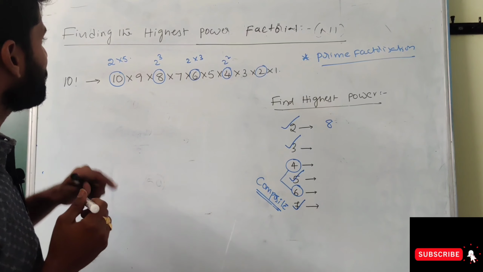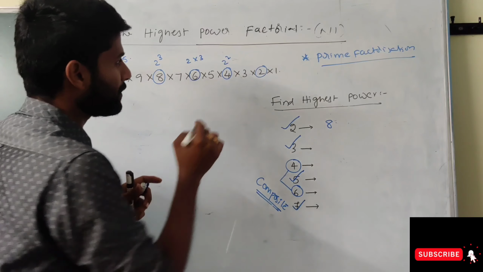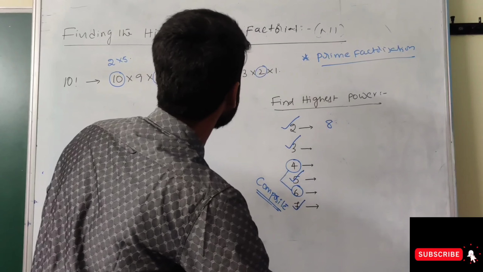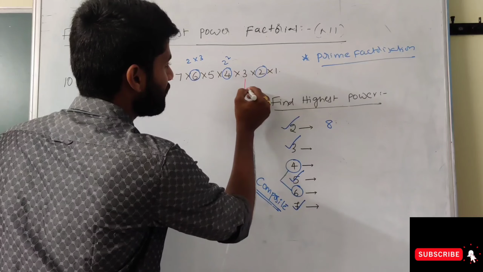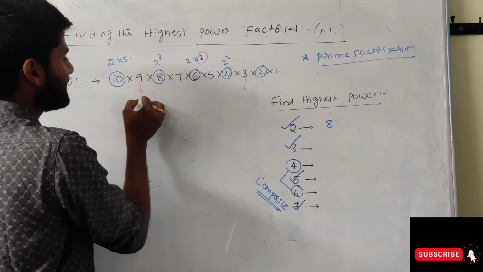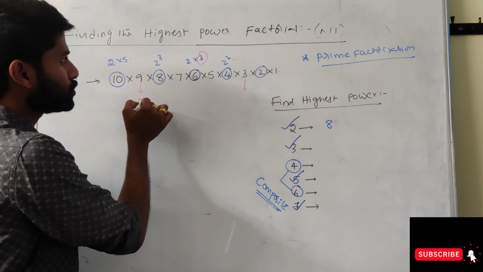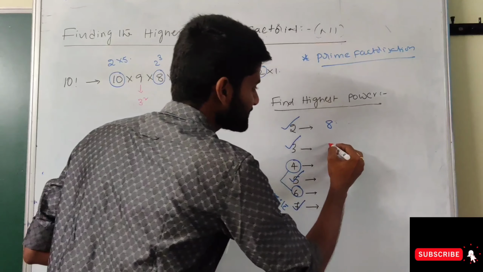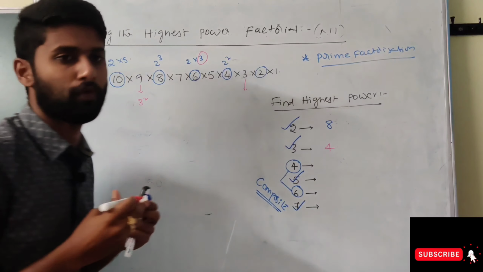Okay, if the question is related to 3, what is the maximum power of 3? Just see, here we have a 3, and here we have one more 3 in 6, and 9 can be written as 3 square. Means 1, 2, 4. The maximum power of 3 is equal to 4.